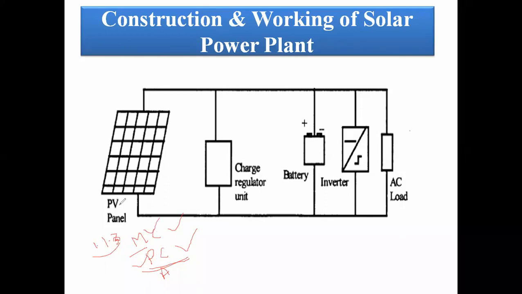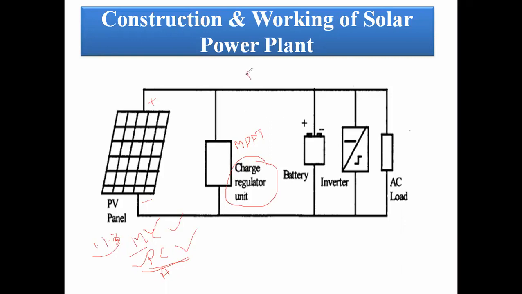The PV panel used here is the polycrystalline photovoltaic panel. It consists of two terminals, one positive and one negative. The output of the PV panel is DC, and we can charge the battery with the help of a solar charge controller, or simply an MPPT charge controller. MPPT means maximum power point tracker, to track the solar energy as much as possible.